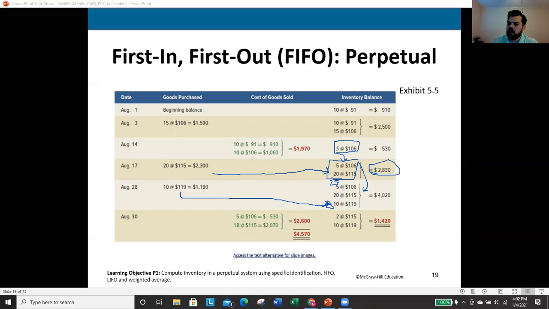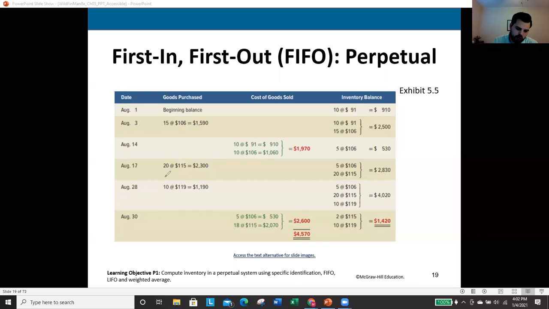Now, the last piece of this question deals with one final sale. So, for the last part here, we are selling 23 units. Remember, FIFO, first in, first out. So, it's very important to keep these items in the correct order, as keeping them in the correct order allows you to very easily tell which ones are the oldest. So, first in, well, top row. 5 at 106.